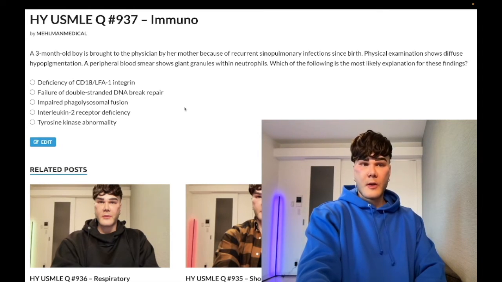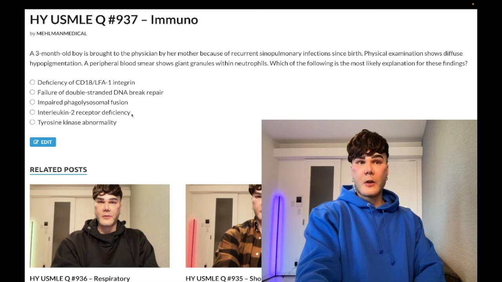Let's just hop through. Final answer choices: IL-2 receptor deficiency. Wrong answer. So this is SCID, severe combined immunodeficiency syndrome. So IL-2 receptor deficiency, common gamma chain mutation, those are X-linked recessive SCID. Adenosine deaminase deficiency is going to be autosomal recessive SCID. It's going to be B and T cell deficiency. So you're going to get viral, fungal, protozoal, and bacterial infections since birth.